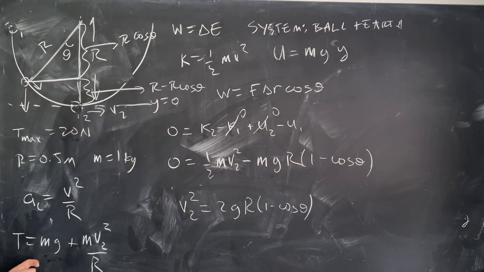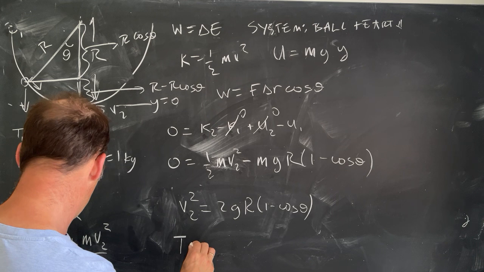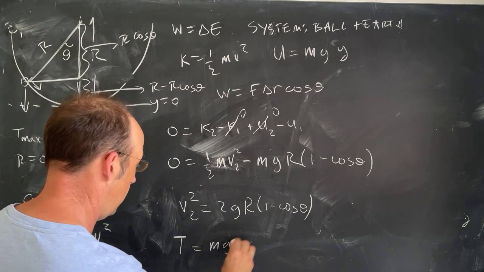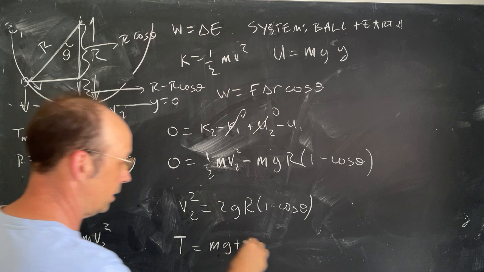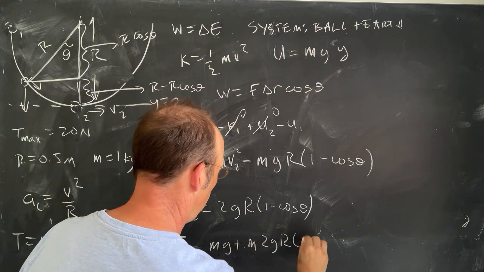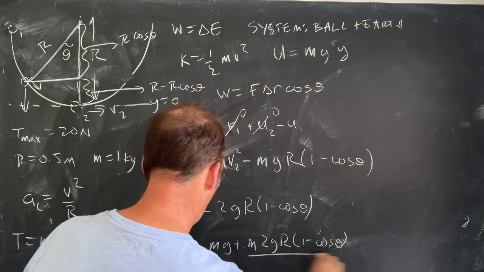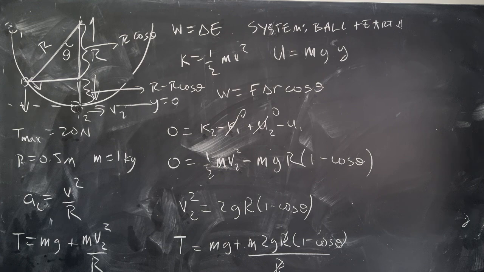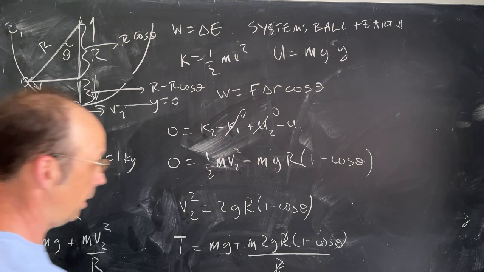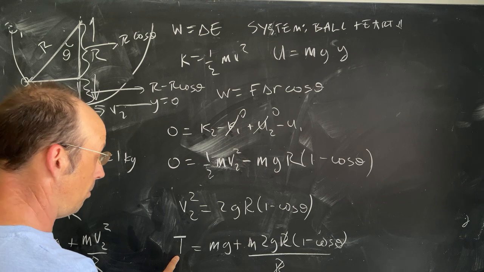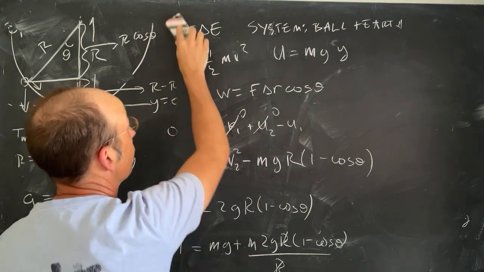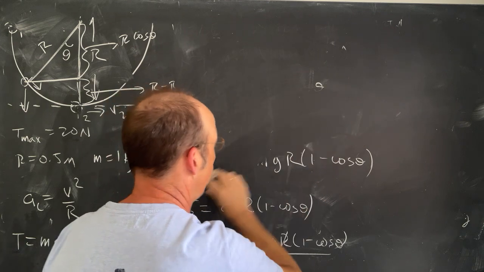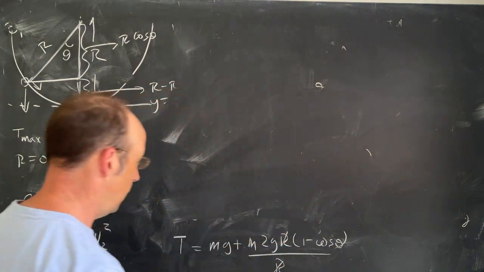Now I can put it in my tension equation over here. I know the maximum tension. I'm trying to solve for the angle theta. So let's put that in. I get T equals mg plus m v2 squared, which is this, 2gr(1 minus cosine theta) over r. Those cancel. If I want to solve for cosine theta, I know my tension max, so let's just subtract this. I'm going to erase all this stuff. I like to keep track of what I did, but in this case, I'm just running out of room.